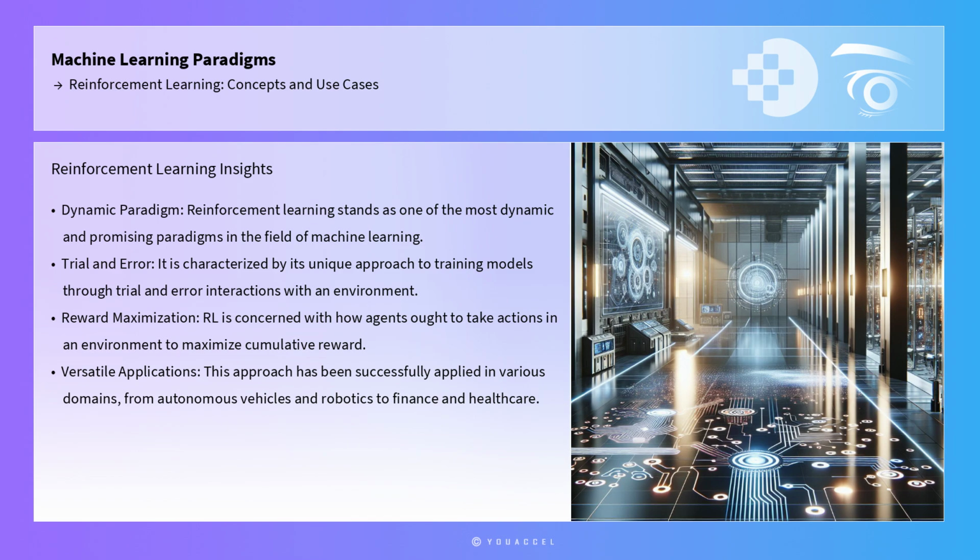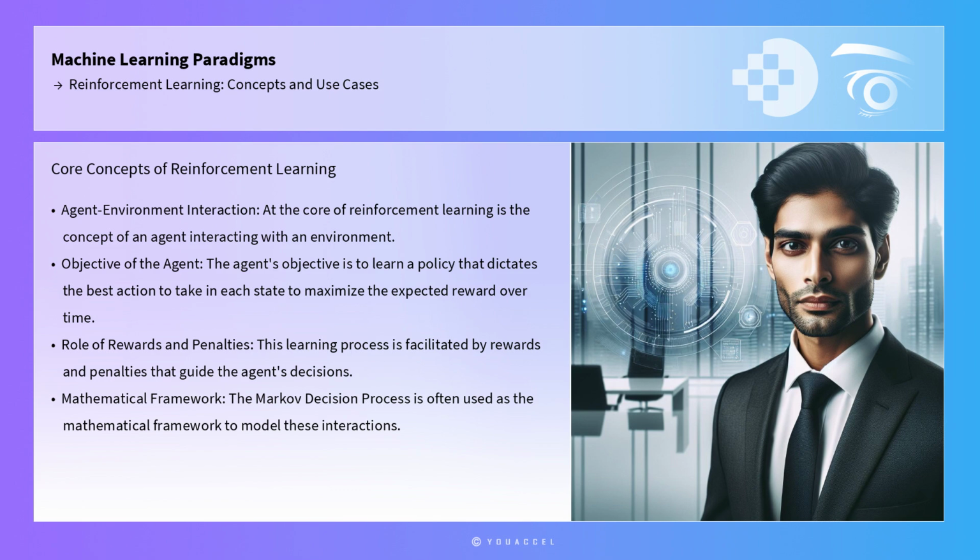versatility and effectiveness. At the core of reinforcement learning is the concept of an agent interacting with an environment. The agent's objective is to learn a policy that dictates the best action to take in each state to maximize the expected reward over time. This learning process is facilitated by rewards and penalties that guide the agent's decisions, akin to how living organisms adapt behaviors to achieve desired outcomes. The Markov decision process is often used as the mathematical framework to model these interactions, defined by a set of states, a set of actions, transition probabilities, and reward functions.